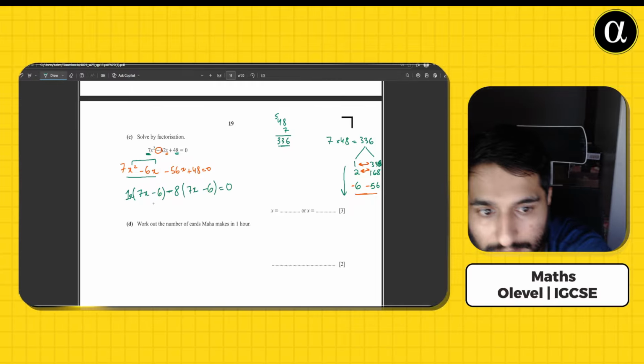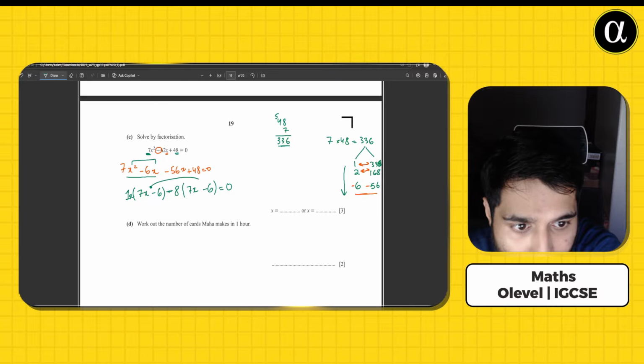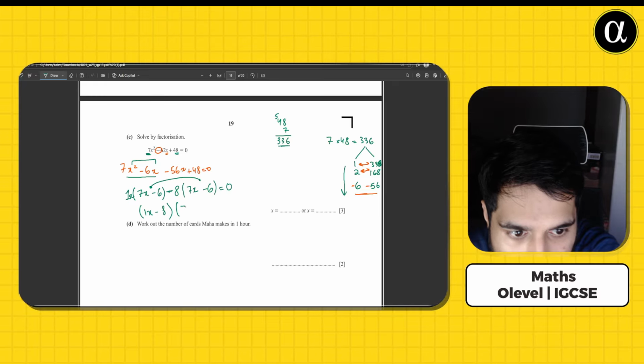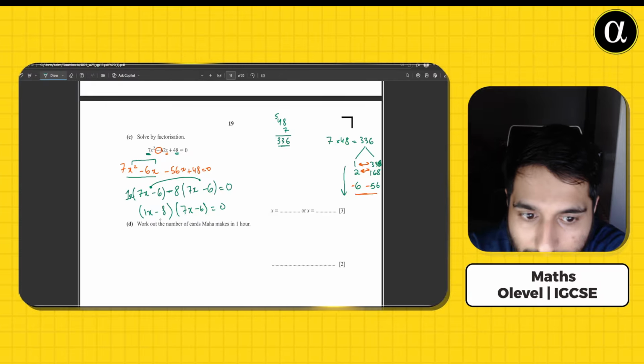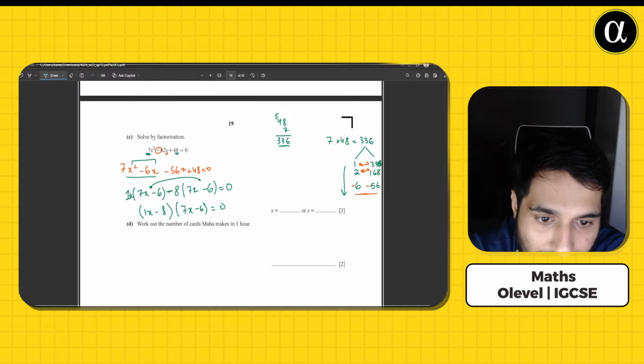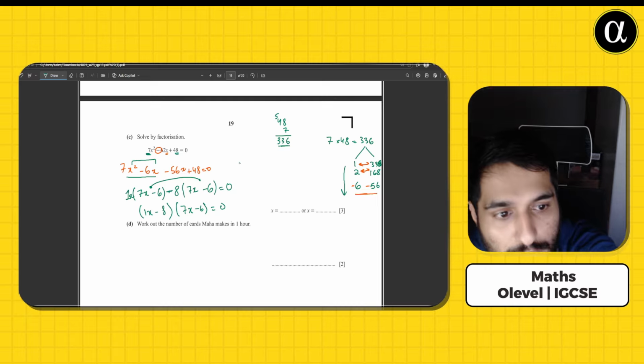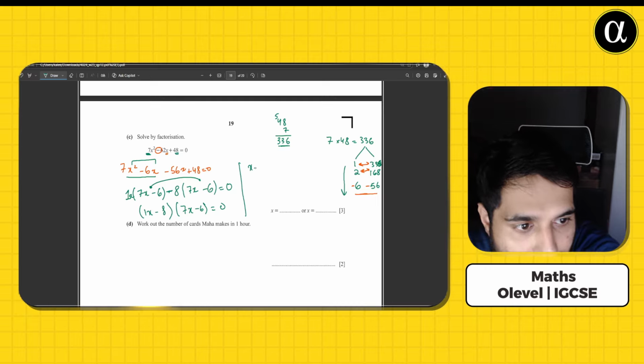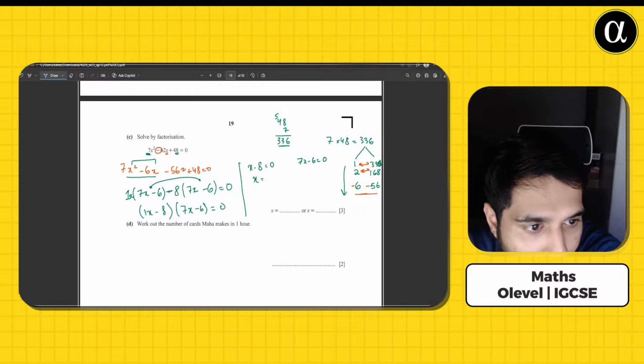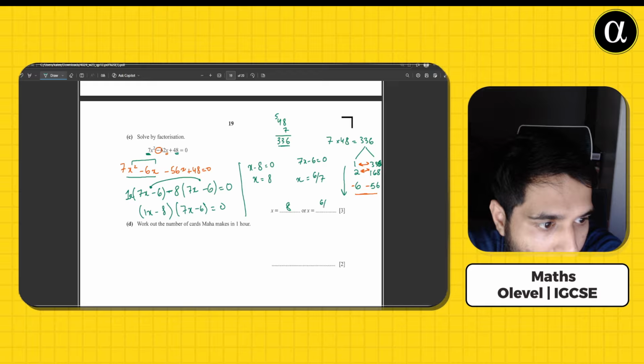Now we will see, do we have both brackets exactly the same? Yes, that is the case. Hence it's going to be x minus 8 and 7x minus 6 equals 0. We write the repeated bracket once, and the values outside the brackets once. So either x minus 8 equals 0 or 7x minus 6 equals 0, and the value for x is going to be 8, and the other is x equals 6 over 7. So that's what we are going to do.